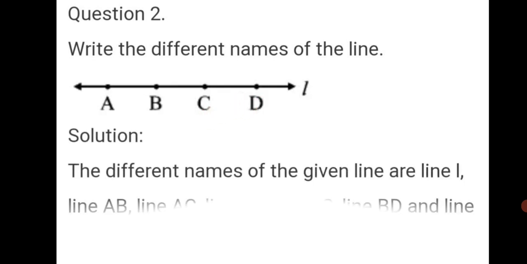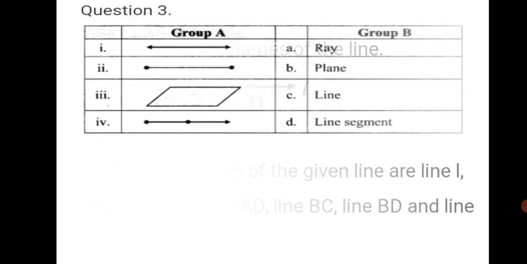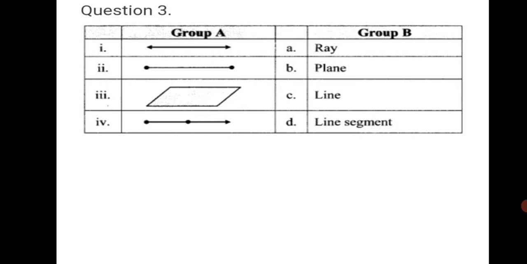So let's see the solution. The different names of the given lines are line L. First we name the complete line, line L. Then line AB, line AC, line AD, line BC, line BD and line CD. So this way we have named all possible names of the given line. Question 3. In the group A, some figures are given.